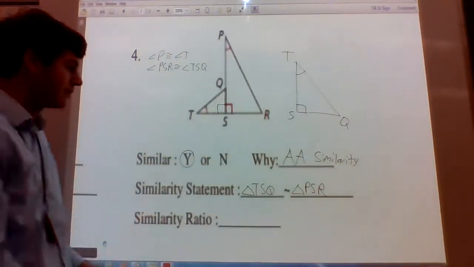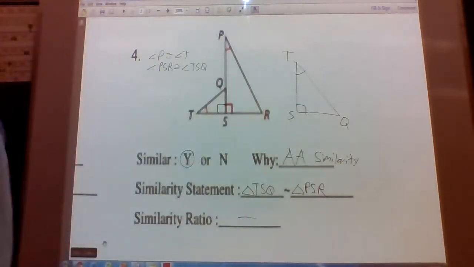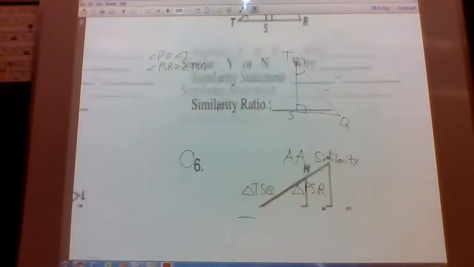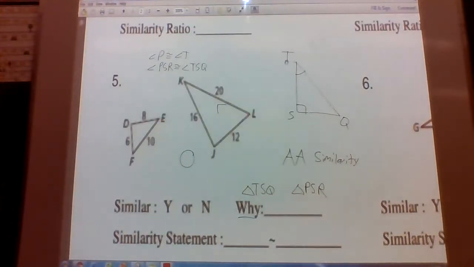Do we know anything about the similarity ratio? We do not. Those triangles are the same shape. They're different sizes, but we don't know how different they are in size. We don't have any information for a similarity ratio. Number 5.